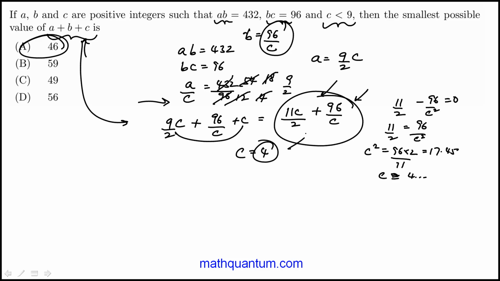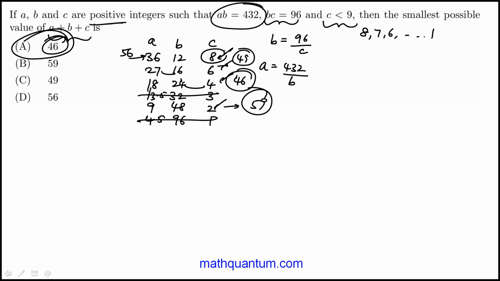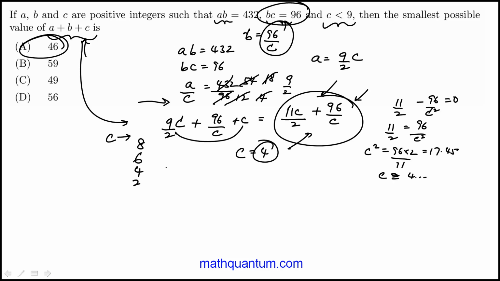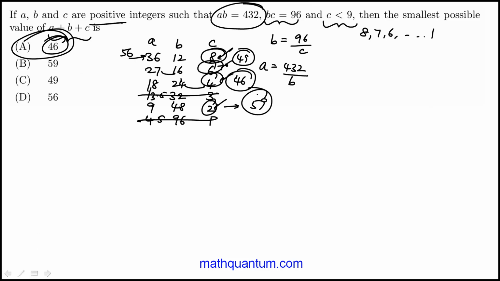I mean, you can certainly, once we had those values for C, which made B an integer, and those were 8, 6. Let me go back. What were those? 8, 6, 4, and 2. And you could plug those in and compute those out, which is really no different than what we did here. So the amount of work is really the same.